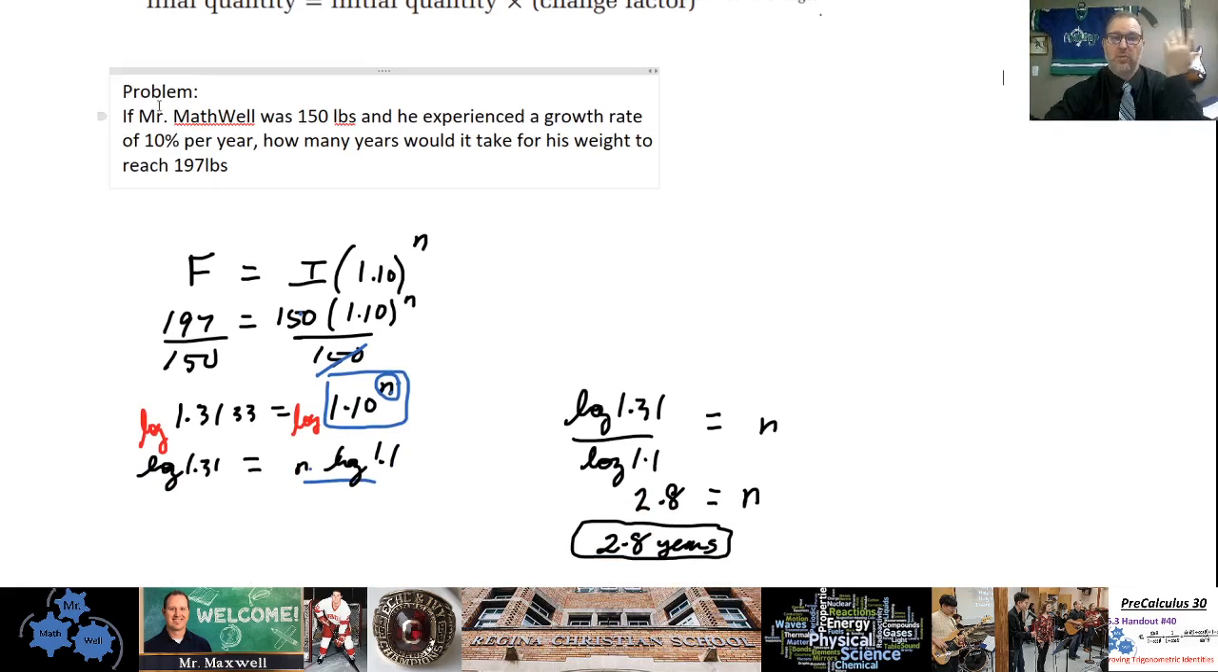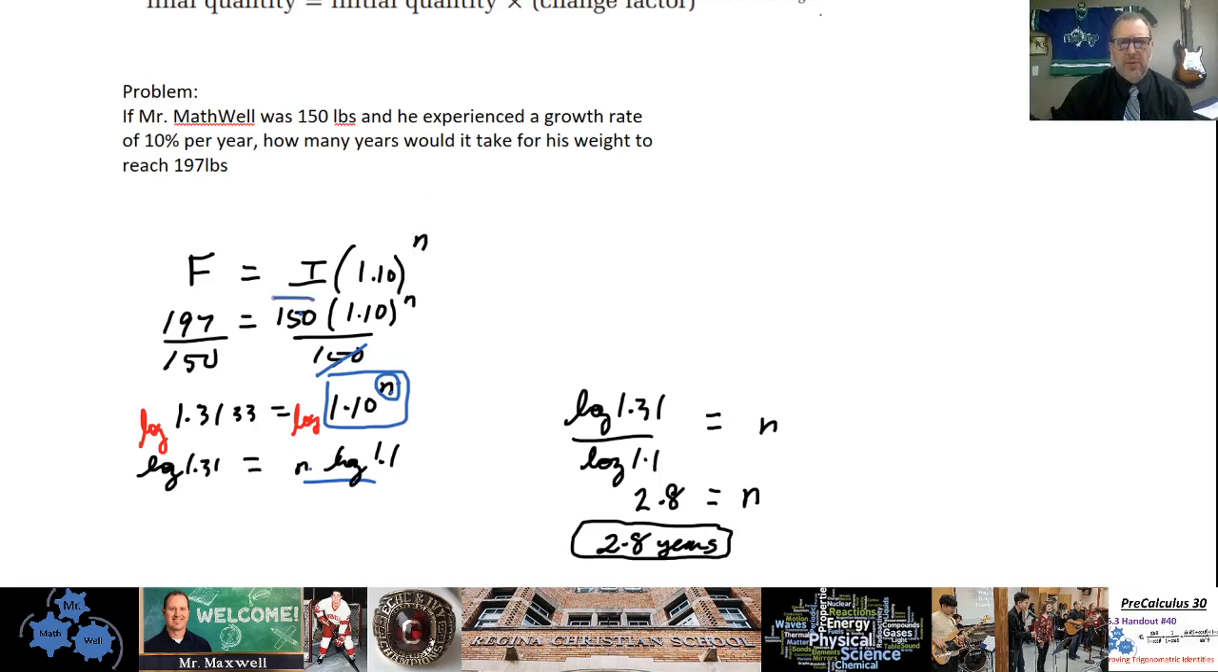So let's say Mr. MathWell was 150 pounds, and he experienced a growth rate of 10% per year. Now that would probably be mass here, obviously. How many years would it take for his weight to reach 197? So this is the type of problem we can use logarithms to solve. We're going to write this as an exponential. So here's the future weight. Here's my initial weight, right here, the I. And the growth rate would be 1.1. If you gain 10%, you multiply by 1.1. And then to the power of n. So this is how many times. Now if this is 10% per year, this n is going to be number of years.